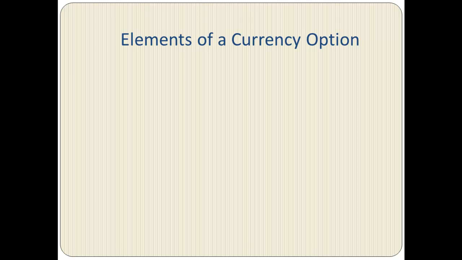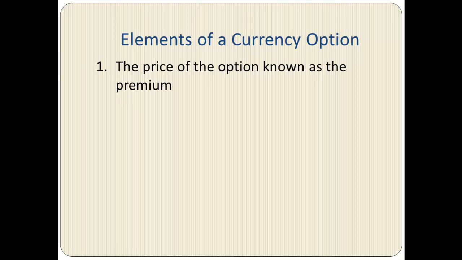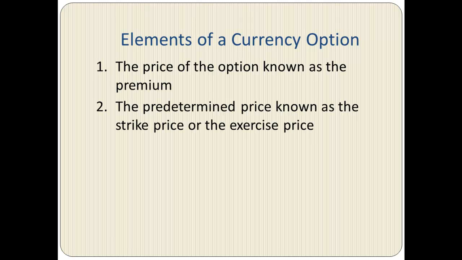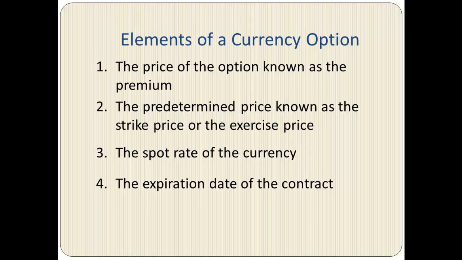Let's take a look at some important elements or aspects of a currency option. The first element is the price of the option, also known as the premium. This is the price that the buyer pays the seller. The second element is the predetermined price, also known as the strike price or the exercise price. The third element is the spot rate or the market price of the currency. And the last element is the expiration date of the contract. If the buyer of the option does not exercise the option by the expiration date, the buyer loses the premium and the seller keeps the premium.